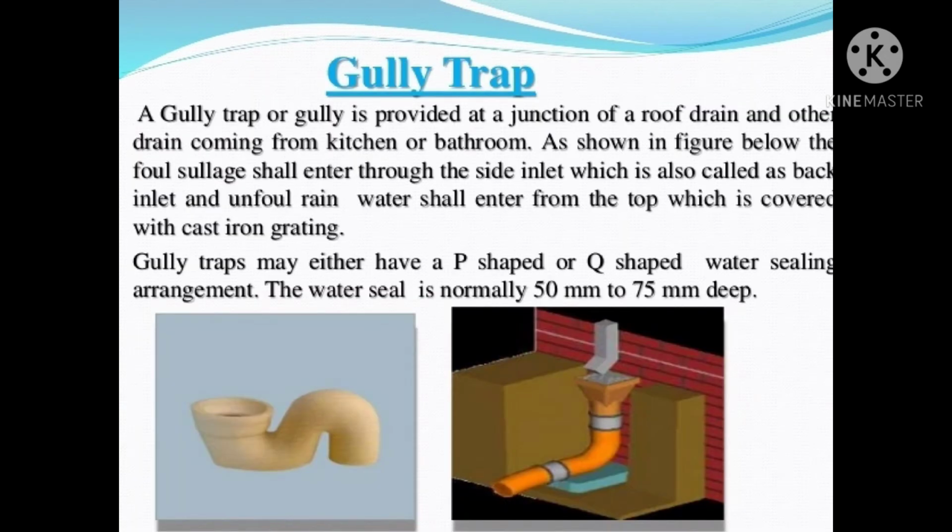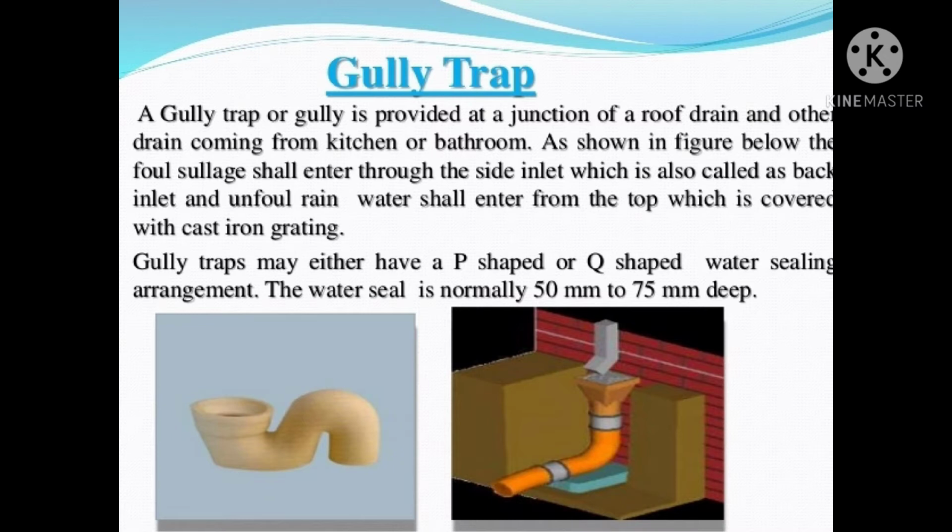Next one, gully trap. A gully trap or gully is provided at a junction of a roof drain and other drains coming from the kitchen or bathroom, as shown in the figure below. The foul sullage shall enter the side inlet, which is also called the back inlet, and unfouled rainwater shall enter from the top, which is covered with cast iron gratings.